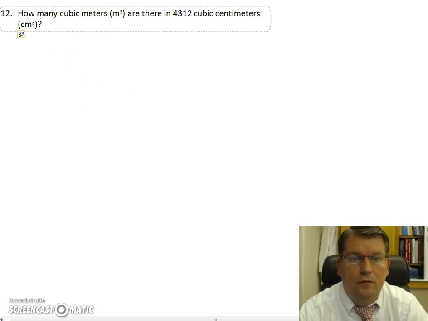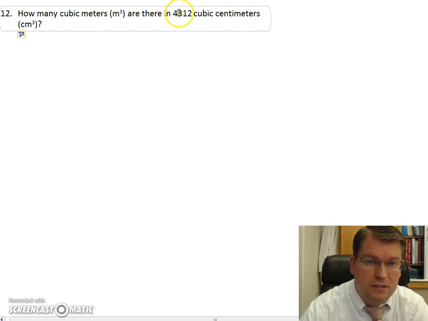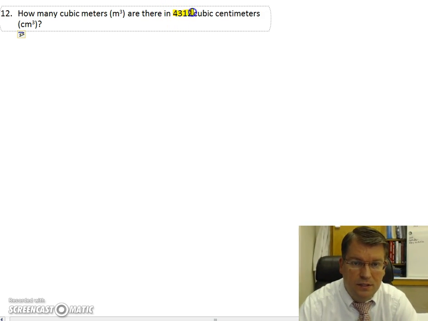Alright, so this problem is number 12. It's a little bit more difficult. And the reason for that is because we're using volume units. So our starting quantity is cubic centimeters. Okay? And this time what we're looking for is cubic meters.